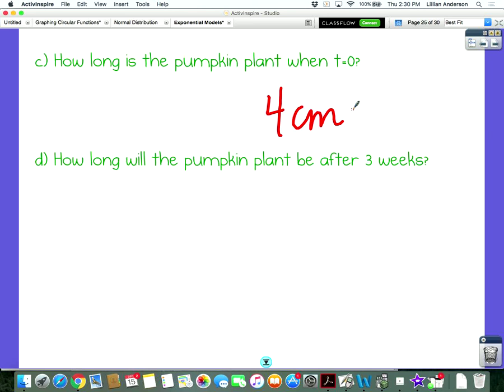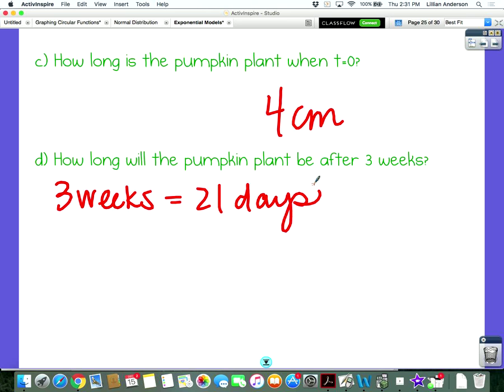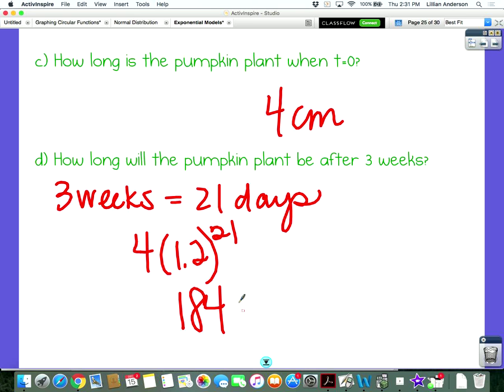It says, how long will the pumpkin be after 3 weeks? Be careful here. Your time is measured in what? Days. So 3 weeks is equal to how many days? In this case, you actually have to plug in not 3, but 21. Do that real quick. What's 4 times 1.2 to the 21st power? 184 centimeters. And that's it. There's an application problem for you. Questions on that?